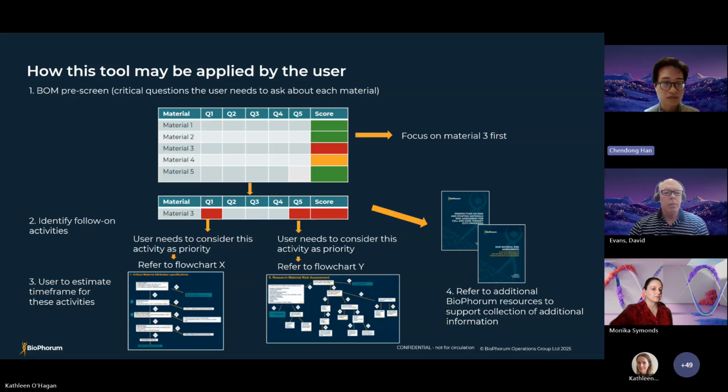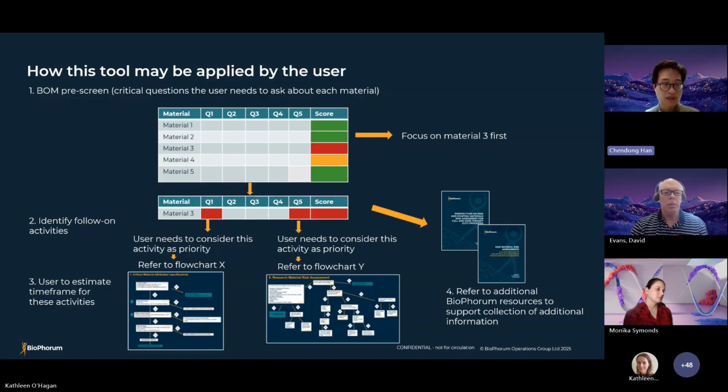So for this one, each material has 5 questions, and after the user enters the response to these 5 questions, the tool will generate a score, and the score is grouped into low, medium, high priorities. And in order to simplify the tool, we also designed the questions to be yes/no type of questions. And from here, we can see that material 3 would be the first one to focus on.